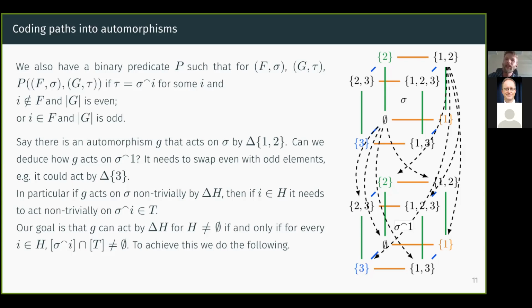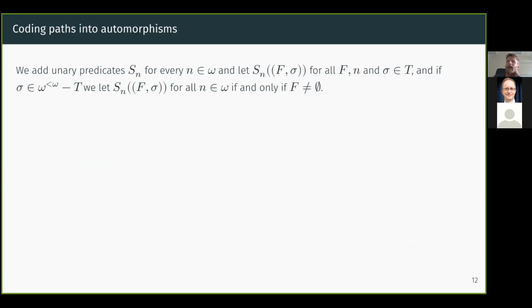And our goal is that G can act non-trivially by delta H if and only if for every I in H, if I look at the full tree above the node sigma I, the intersection between the full tree above the node sigma I and the path through my original tree is non-empty. And to achieve this, we need a last step. Namely, so far we have laid out basically all of omega to the less omega, all the finite strings in my structure, and attached these hypergraphs to it.